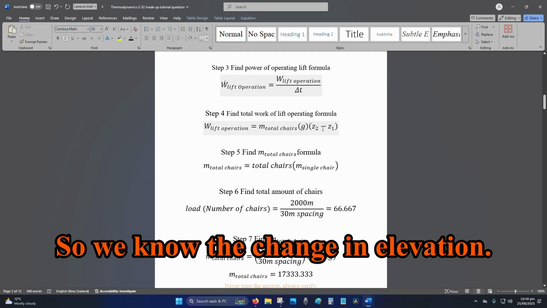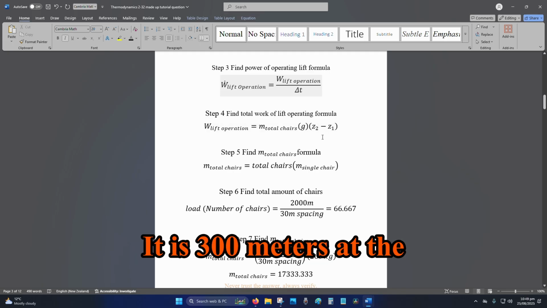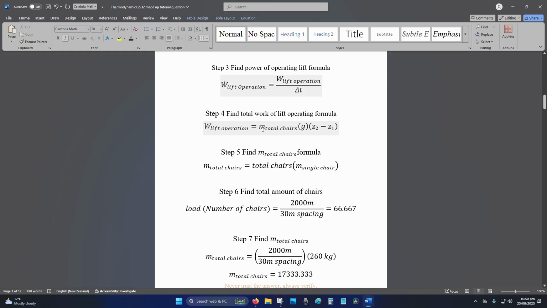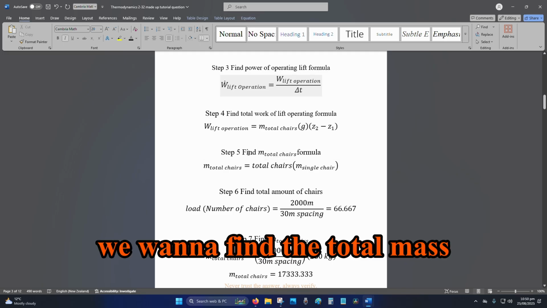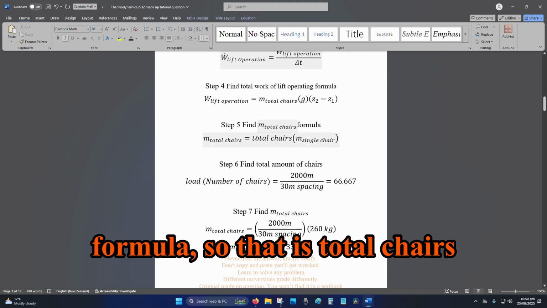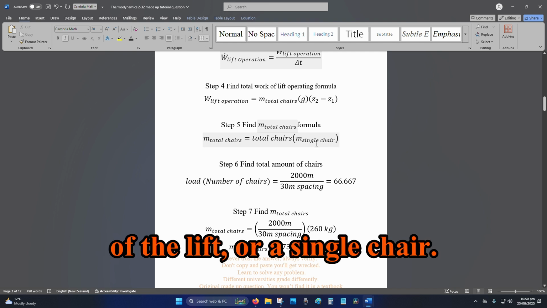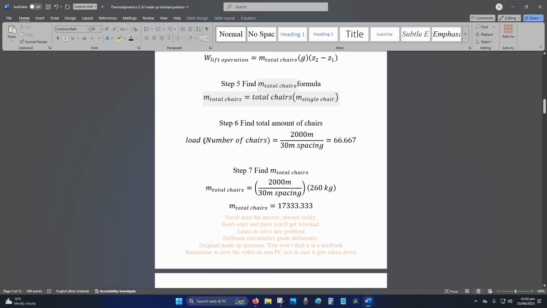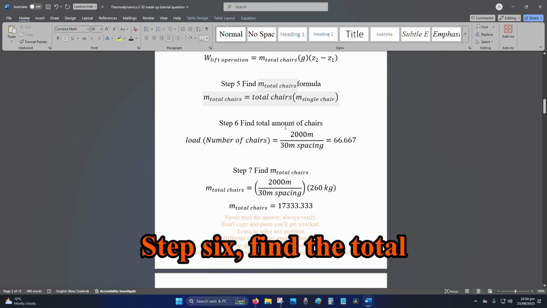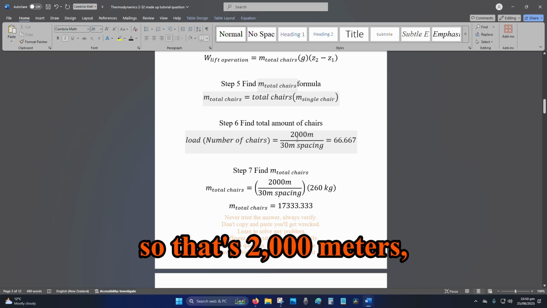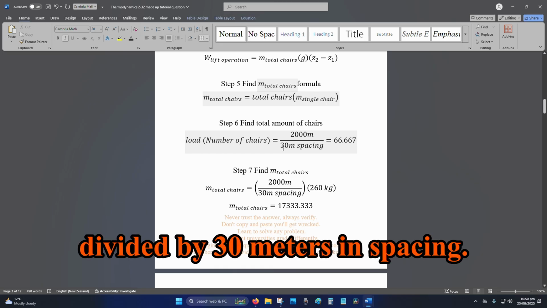So we know the change in elevation, it is 300 meters at the top and 0 at the bottom. For the mass, step 5, we want to find the total mass formula. So that is total chairs multiplied by the mass of a single chair. Step 6, find the total chairs. So that's the number of chairs, 2,000 meters divided by 30 meters in spacing.